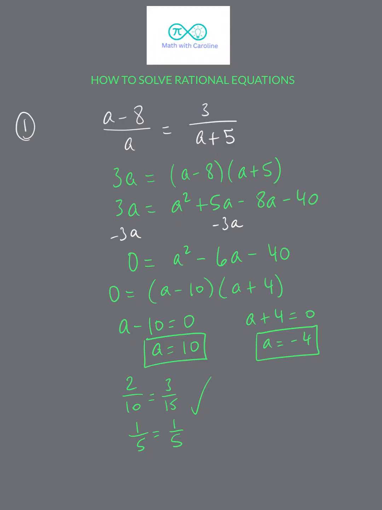We'll plug in negative 4. We have negative 12 over negative 4. Is that equal to 3 over negative 4 plus 5? Negative 12 divided by negative 4 is positive 3. 3 divided by 1 is also 3, so we know that those are correct. Let's look at another example.